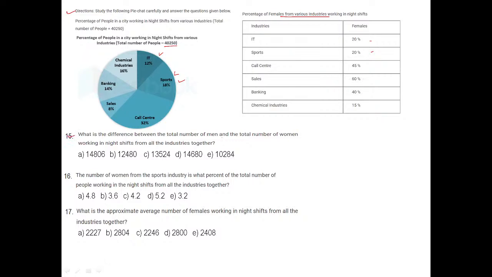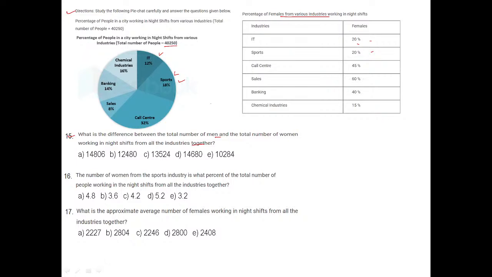What is the difference between the total number of men and total number of women working in night shift from all the industries together? Now, a very important note. Solving this question, you may take 2 minutes, 1.5 minutes, but you can also solve this question within 30 seconds. What will you do? Generally, people find out all the data here, this percentage value, and then the individual female data, convert this percentage value to absolute value, and take the difference of these two. Very lengthy calculation. But here we will not do all that, absolutely not.